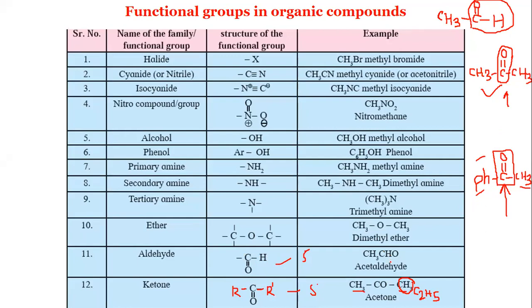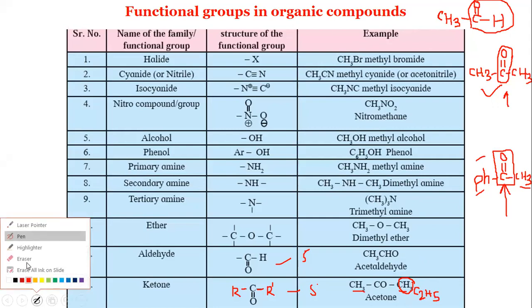In the next slides, in the next part, I will also teach you how to give the names. But here in this table, what is important? Identification of the functional group is very important. The names are not important. In the next part, I will show how to give the names. Common names are different, IUPAC names are different.